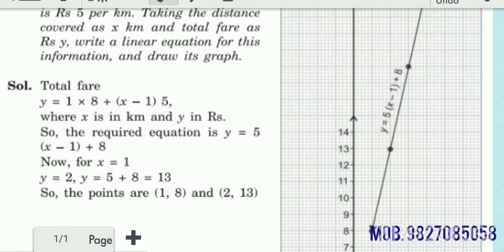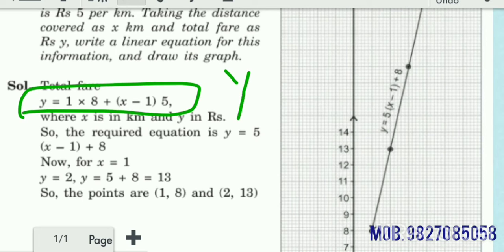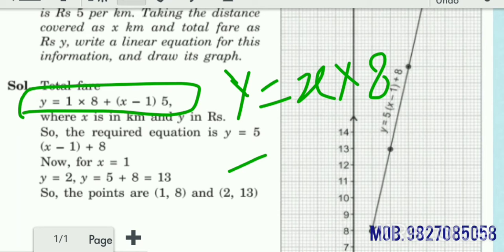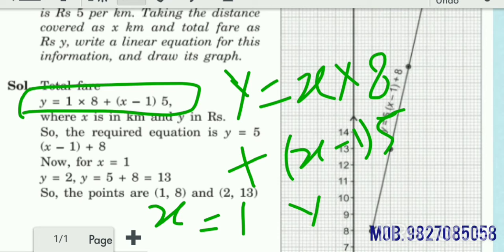This is our equation: y is equal to x multiplied by 8 plus (x minus 1) multiplied by 5. Now put the value of x is equal to 1, so we get y is equal to 3 plus 5, the same, we get the value of 8. So when we put the value of x is equal to 1, we get y is equal to 8.